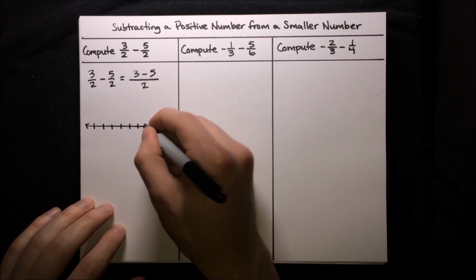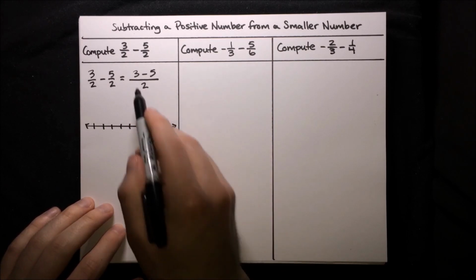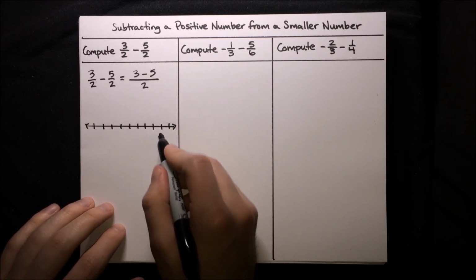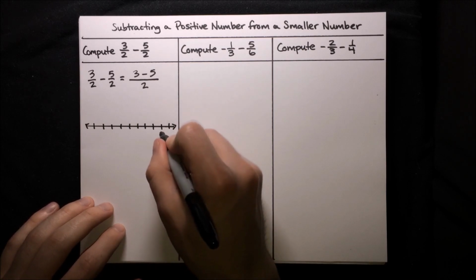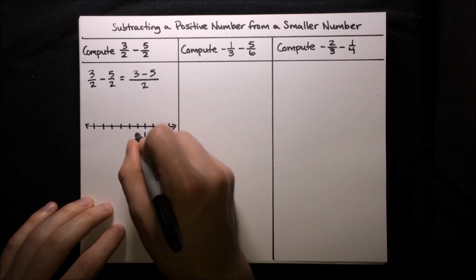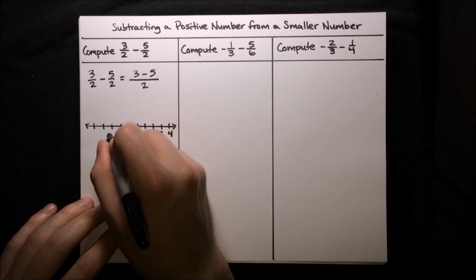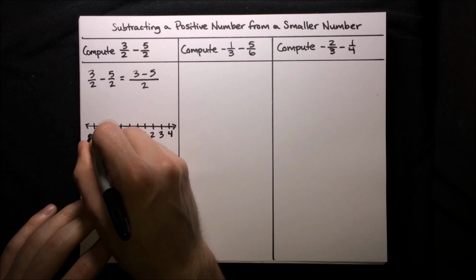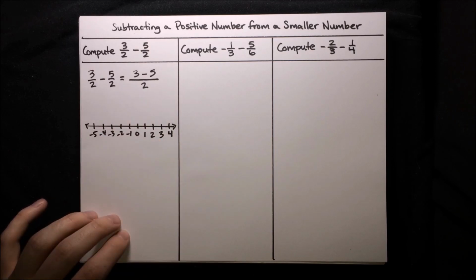And then we want to start with the number 3, so we should put the tick mark 3 somewhere on the right hand side here. So about 3 here, so 4 here, then just count down: 3, 2, 1, 0, -1, -2, -3, -4, -5. And now we can go ahead and do the subtraction.